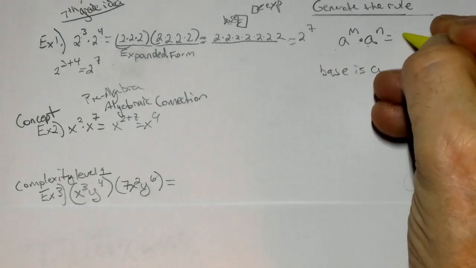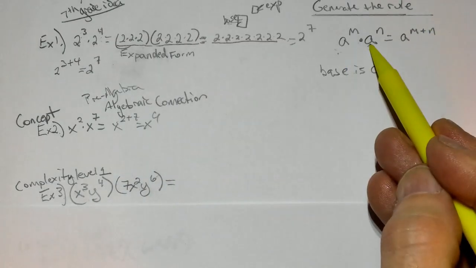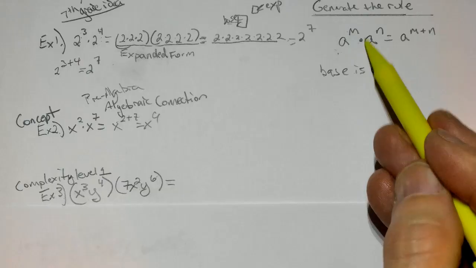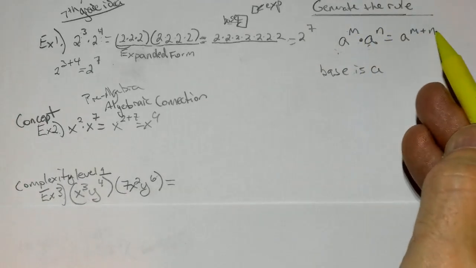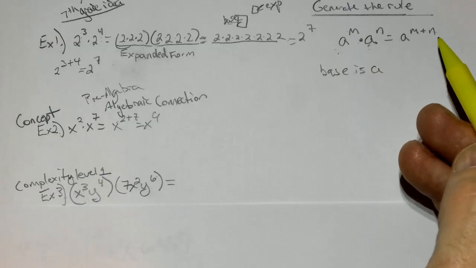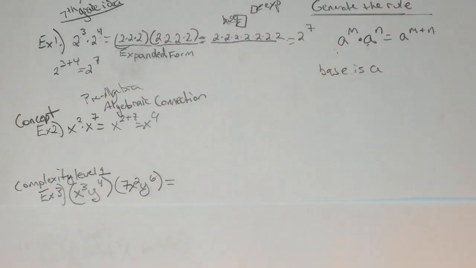I can just write a to the m plus n power. So anytime I have two bases that are the same, and I'm multiplying them with exponents, I just add the exponents. It's very straightforward. Now, this can't be simplified because I don't know the values of m and n. So I don't say mn.